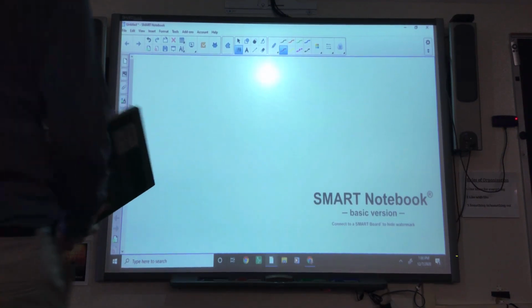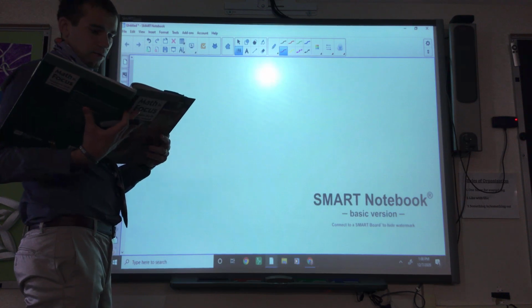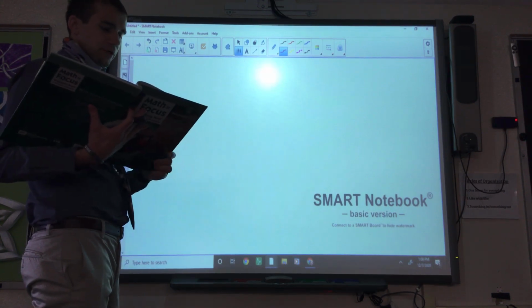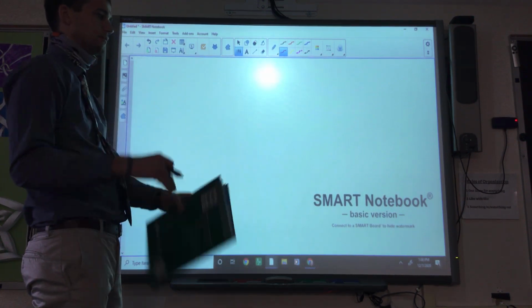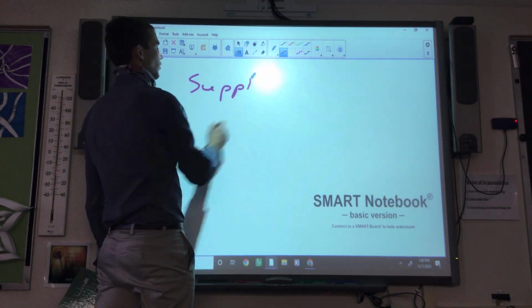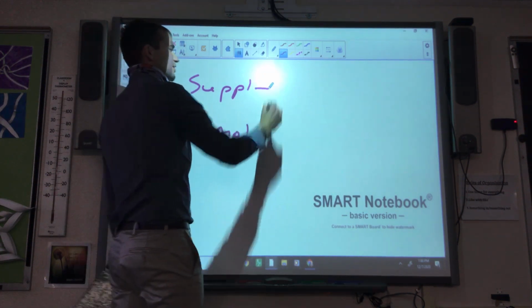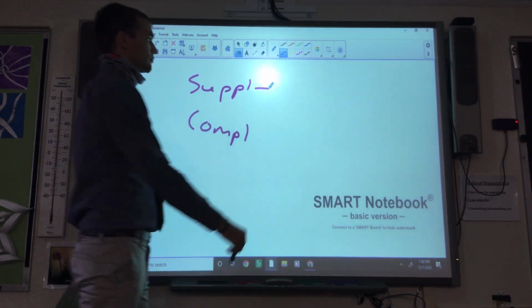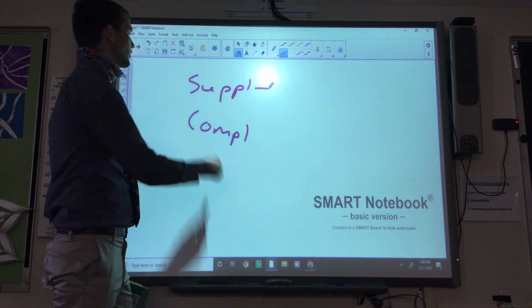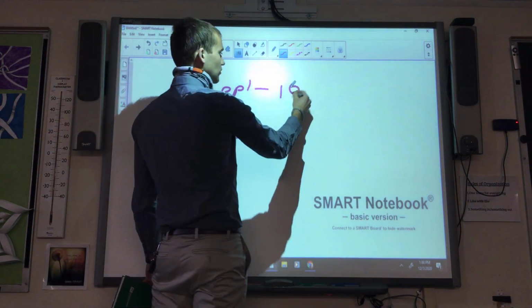Okay, so the review for the chapter 6 test. The first 4 problems are going to ask whether a pair of angles is supplementary or complementary. Remember, supplementary means they add up to 180. S comes later in the alphabet, so there's more in the angle.